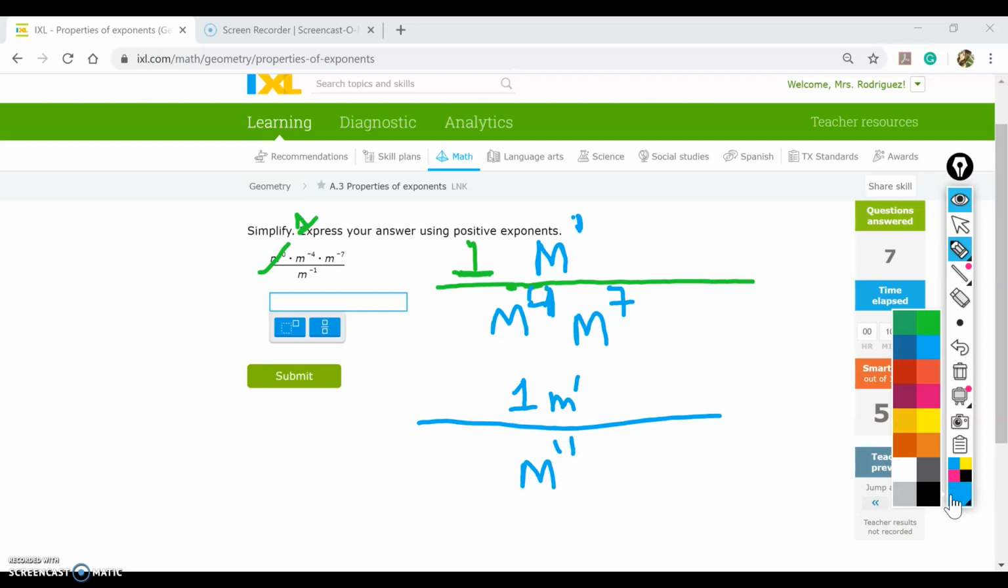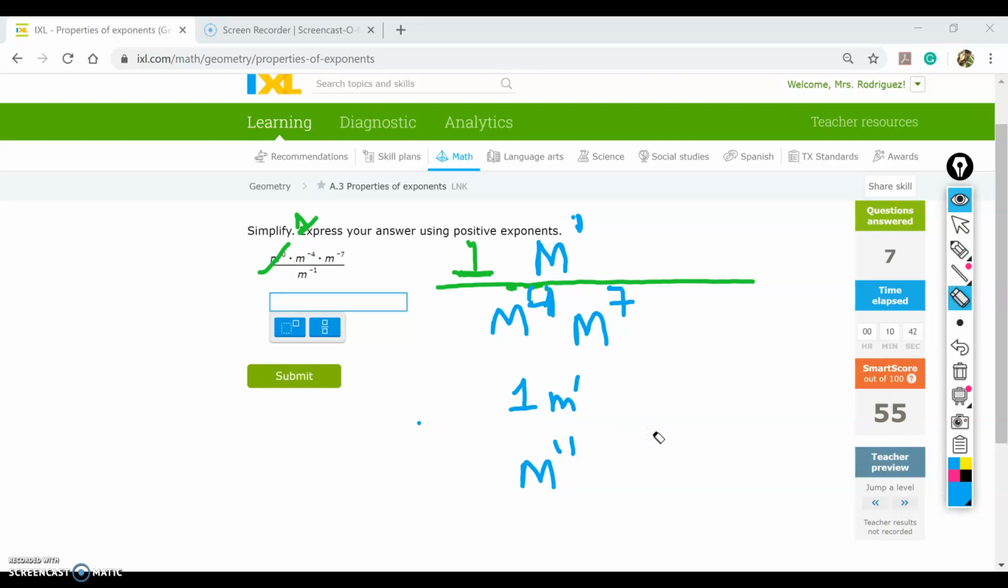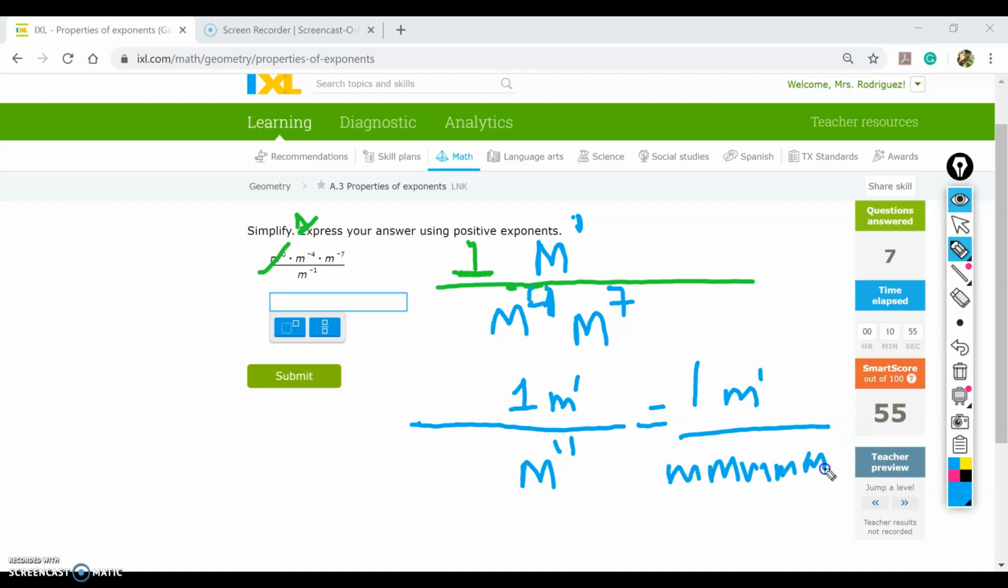Now, if you think about it, from here what I need to do is cross out the m's. So I would have 1m to the power of 1. And on the bottom, I have 11. So 1, 2, 3, 4, 5, 6, 7, 8, 9, 10, 11. If I only cross out one m, so this one and this one, how many m's do you think I have left? Yep, I have 10. So m to the power of 10.